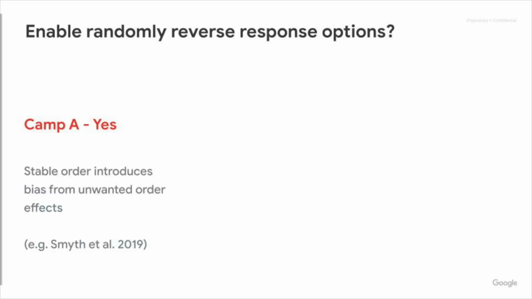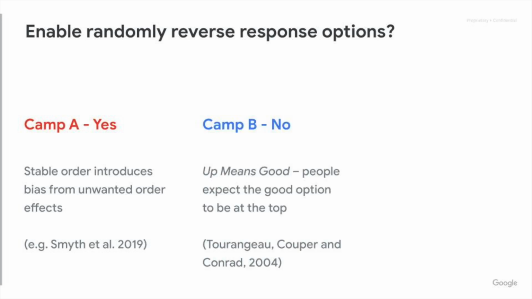One camp says yes, it is needed to counter order effects, such as the tendency to click the top response option. Another camp says no, because people expect the good option to be on top. We investigated the impact of enabling this option and found that it introduces significant unwanted bias.